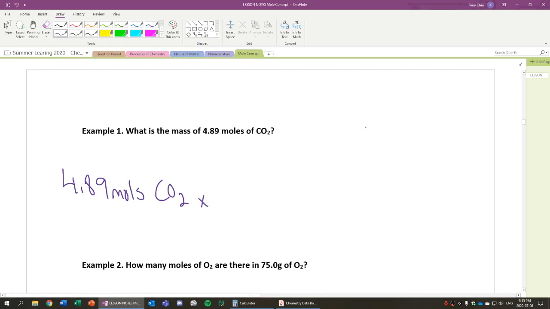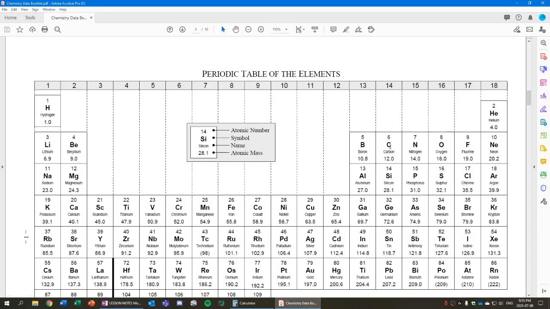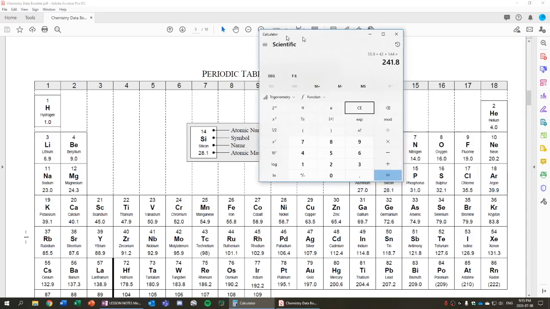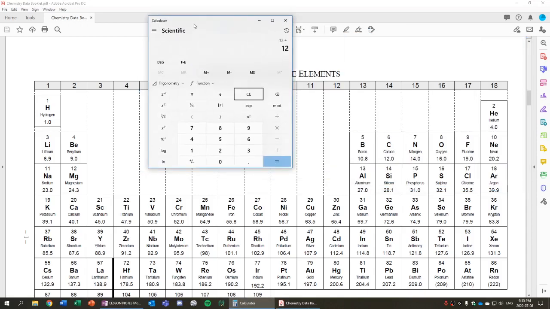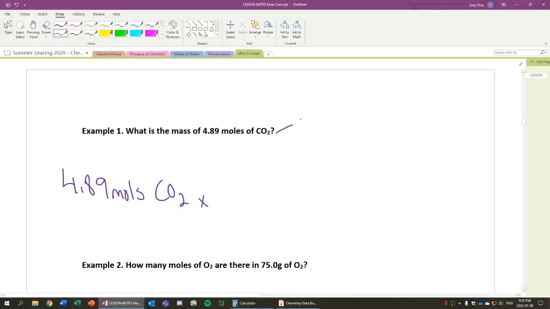So we've got to look at CO2. CO2 has one carbon, so we look at our periodic table, we have one carbon. So that's 12 molar mass, plus we have two oxygens, which means we add 16 plus 16. The molar mass of CO2 ends up being 44.0 grams per mole.